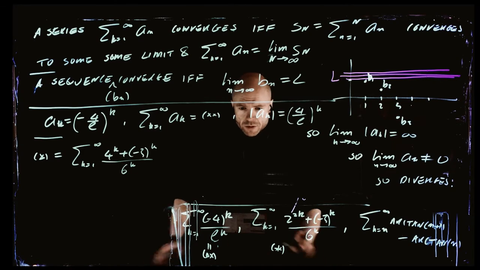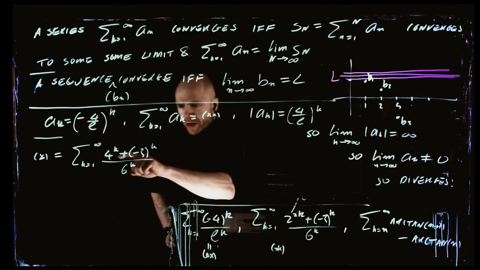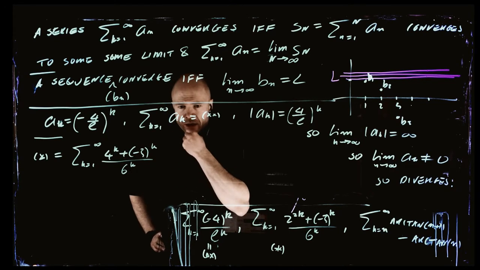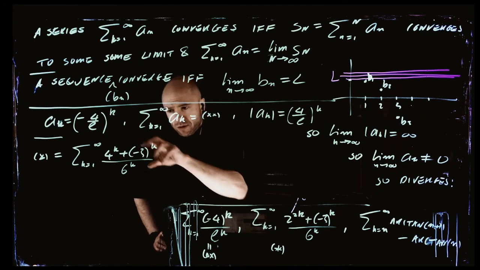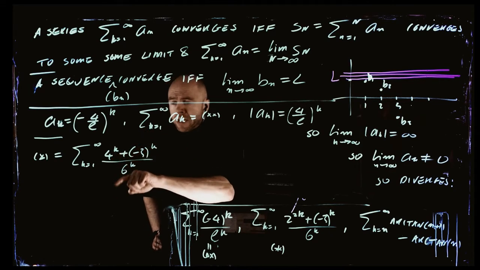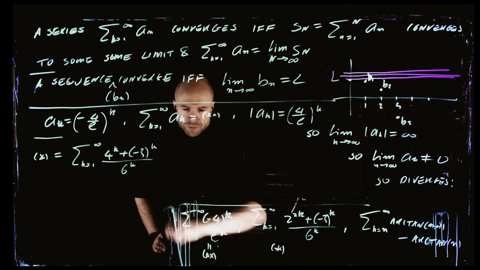Do you think it converges or diverges? Well, let's take a look. If we look at the numerator, it's 4 to the k plus minus 3 to the k, and the denominator is 6 to the k. Which of the numerator or denominator is bigger for large k? The denominator is a lot bigger. So this series would be less than what we would get if we had 4 to the k plus 4 to the k over 6 to the k.